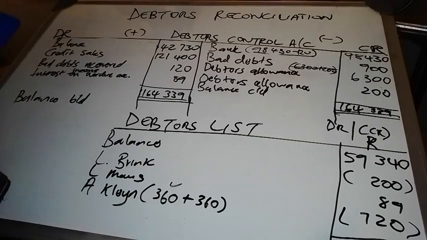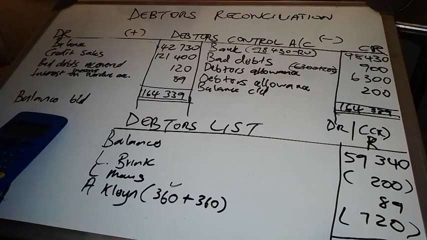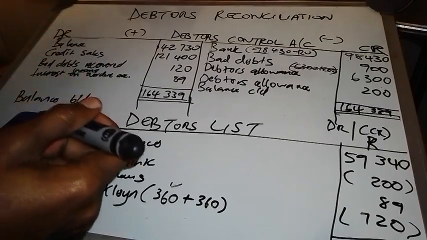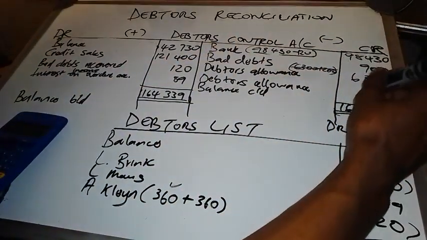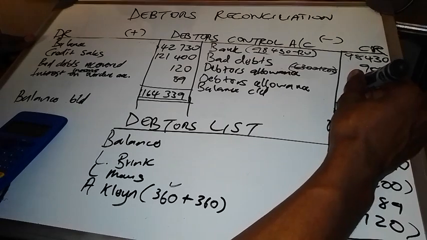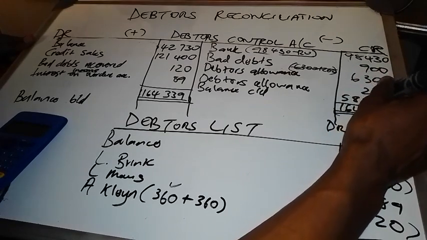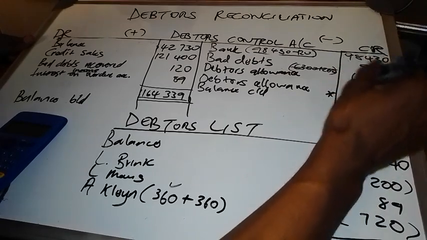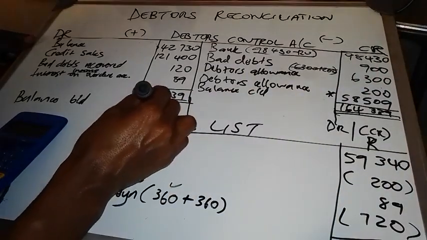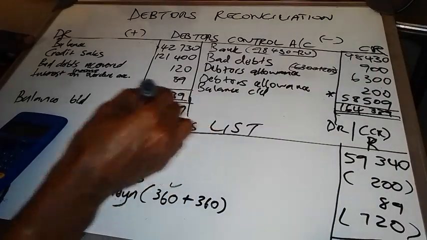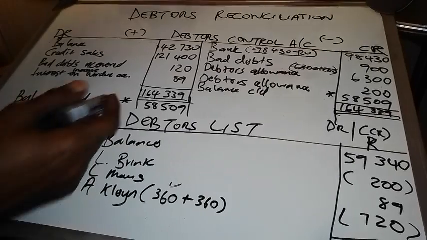So it's 164,339, and then we minus the total of the credit side. So we've got a balance of 58,509. It's a balancing figure, 58,509, right? That's our balance.